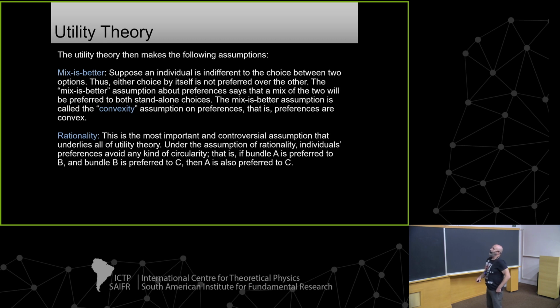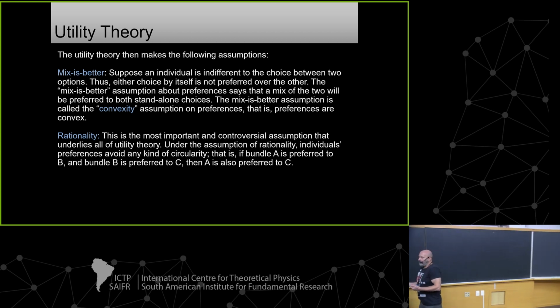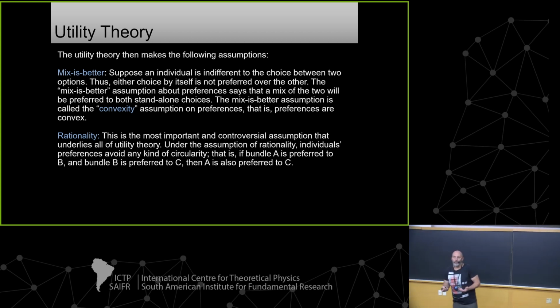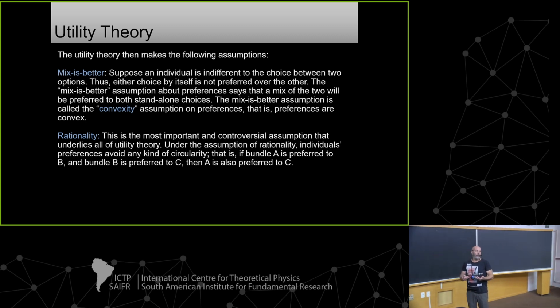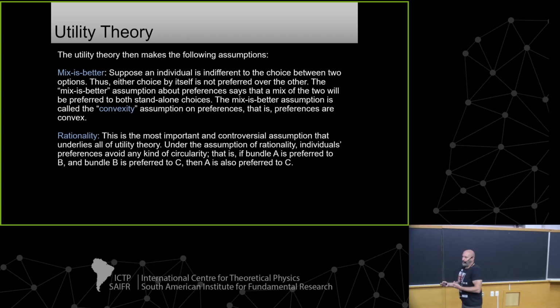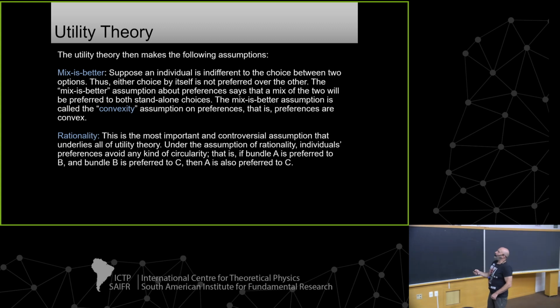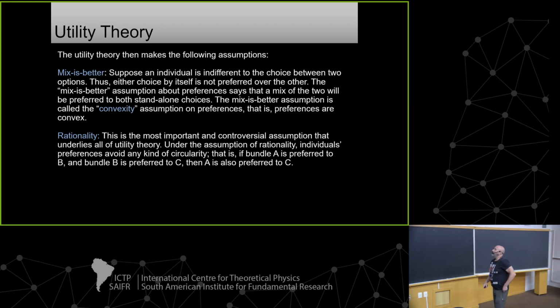Mix is better, and this is called convexity. The idea is that suppose an individual is indifferent to the choice between two options. For example, if I have A and B and they are alike, I cannot make a decision because they are the same to me. So instead of choosing A or choosing B, I will choose a mixture between A and B. If there is no possibility of deciding between two situations, I will choose not one of them, but a mixture of both. So this is called the mix is better or the convexity assumption for the utility theory.